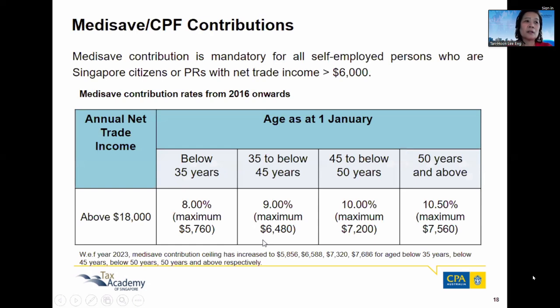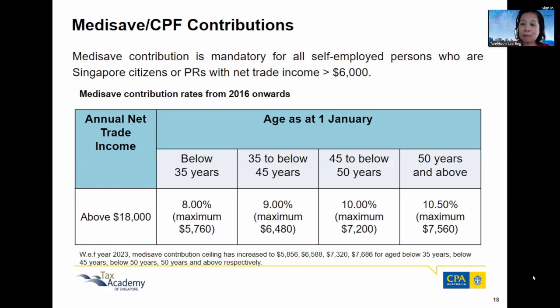Okay, next we touch on MediSave. For a self-employed person, it's a bit unique in that sense, because unlike employees, where there's some compulsory contribution, the employer has to contribute and the employee also has to contribute, for self-employed, the only compulsory contribution, at least at this moment, is MediSave contribution.